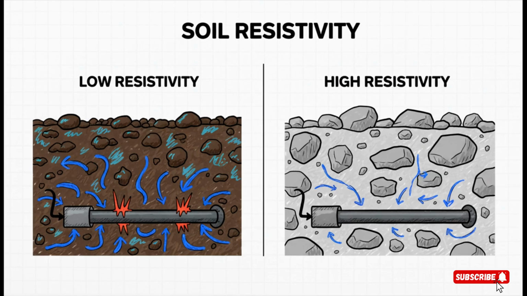It's a bit of a double-edged sword. Soil with low resistivity is more corrosive because it lets current flow easily, but it also makes it easier for our protective current to get to the pipe. High resistivity soil is less corrosive, but it makes our CP system work a lot harder. It's a vital piece of the puzzle.